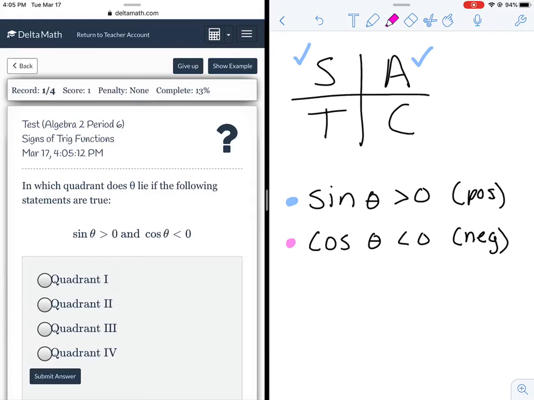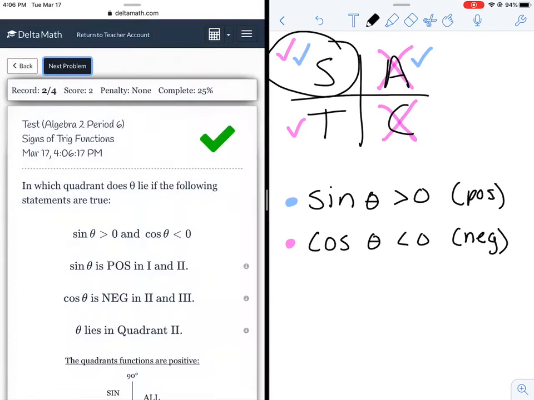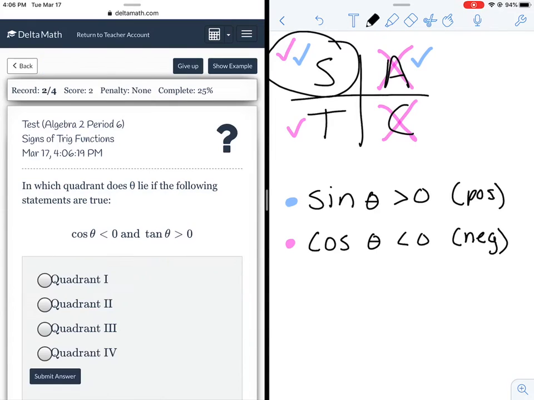Again, for negative, I like to think where it's positive and cross that off. So cosine's positive here, so it can't be negative. Cosine's also positive here, so it can't be negative. Cosine's going to be negative in quadrant 2 and in quadrant 3. Again, we're looking for the quadrant that makes both of these true. So quadrant 2 is where both of these are true. I can submit my answer and I get it right.